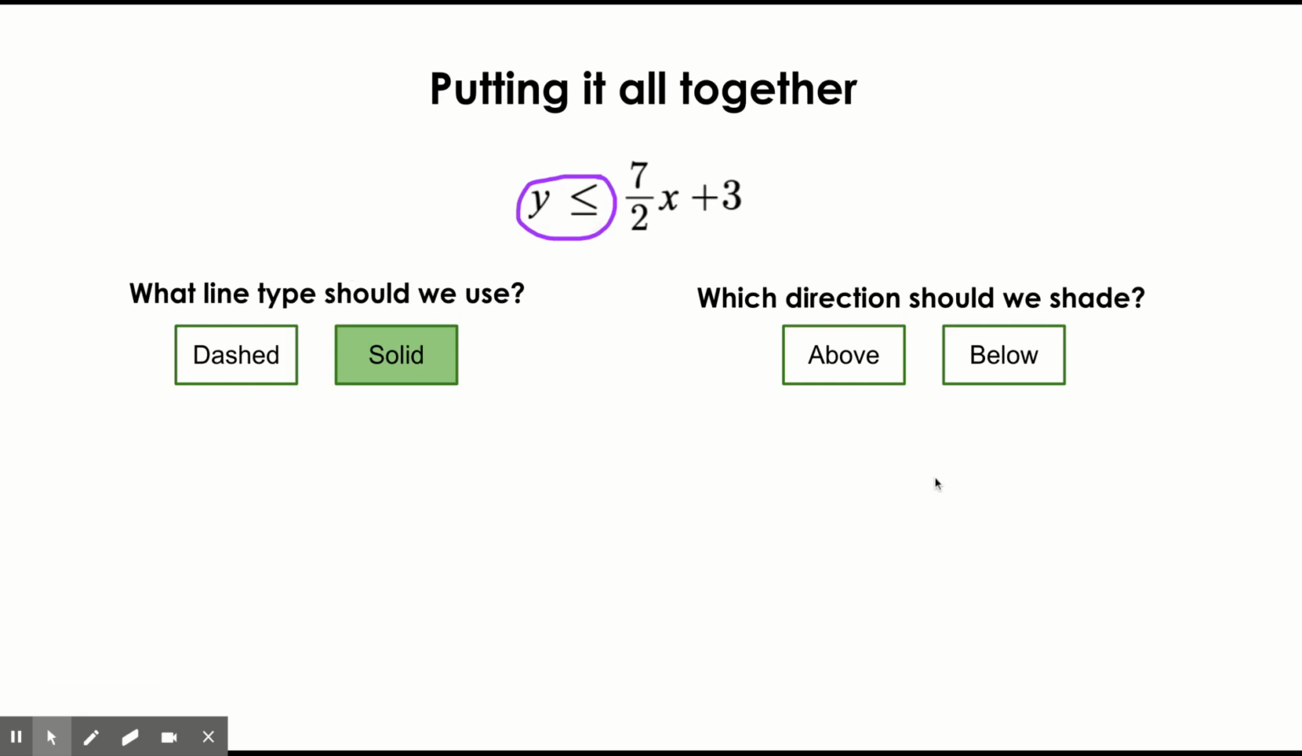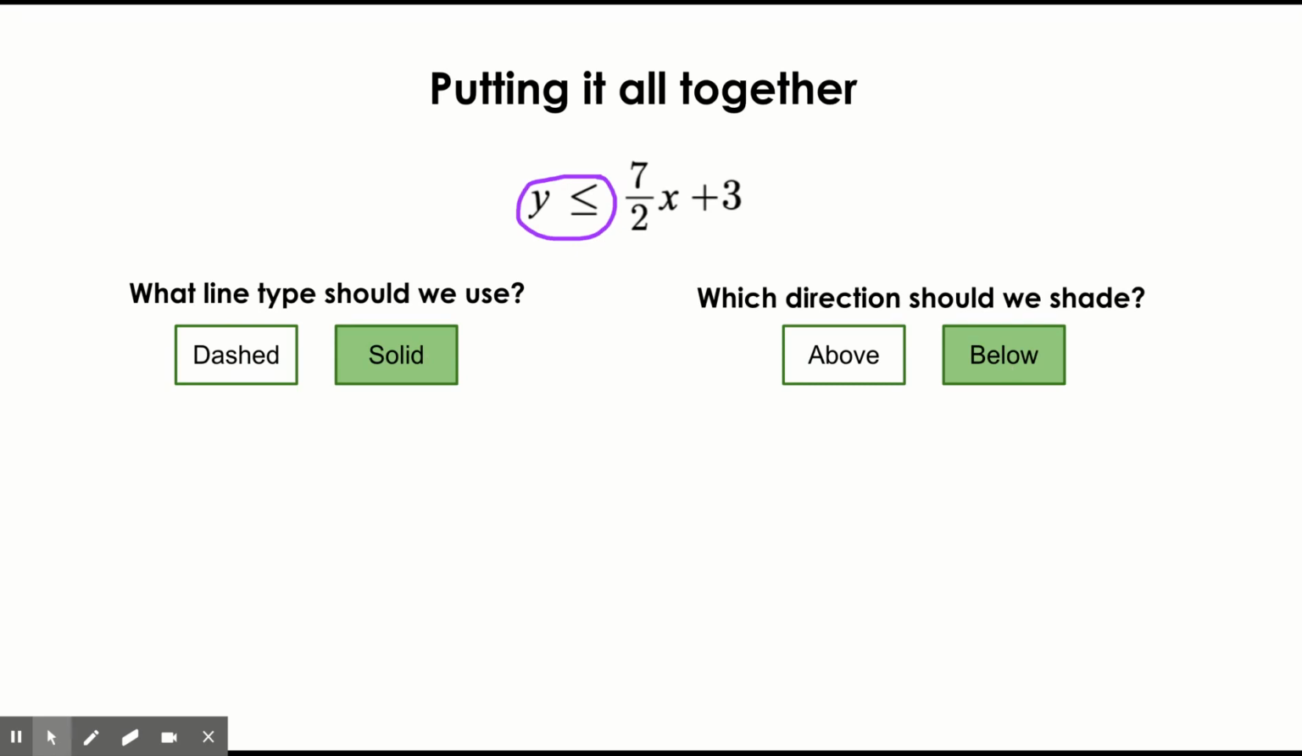Now, what direction should we shade? Well, according to this, it says y is less than our equation. So in that case, when y is less than, I'm thinking smaller, I'm thinking less, I'm thinking below. And so these are the two selections that we would make, and we would be ready to graph.